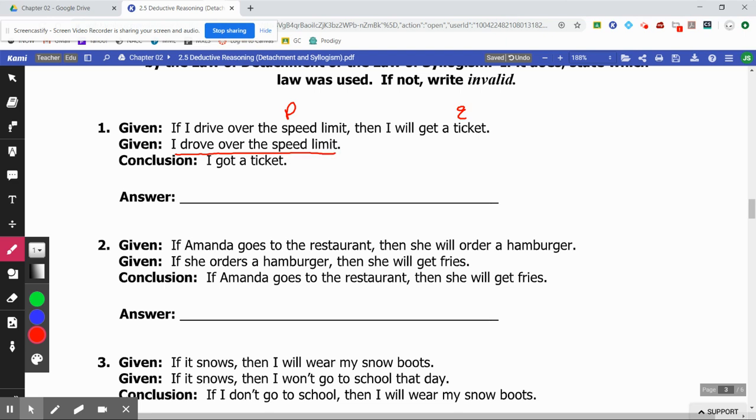I drove over the speed limit. So what does that mean? That means that P was true. Therefore, Q was true. That is detachment.